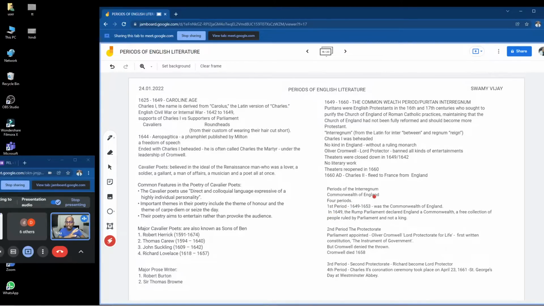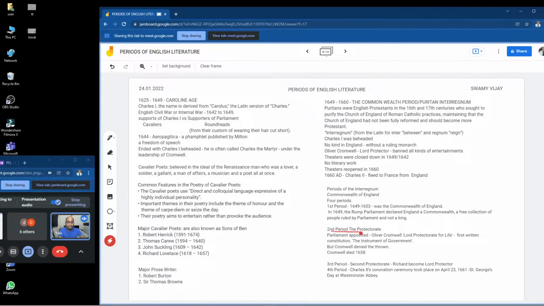So the doctrine of divine right was completely thrown into the drain, or dustbin, and they came up with another way of ruling their own country, which was that the Rump Parliament declared England a Commonwealth. That means England belongs to each and every person of England, a free collection of people ruled by Parliament and not a king. But still there was unrest, because in Parliament also Puritans were dominant, and Catholics were there, so there was still unrest.